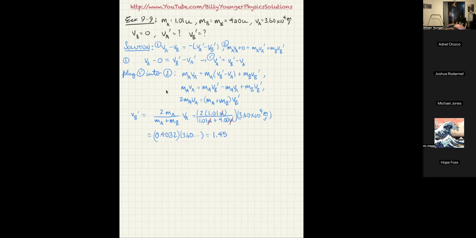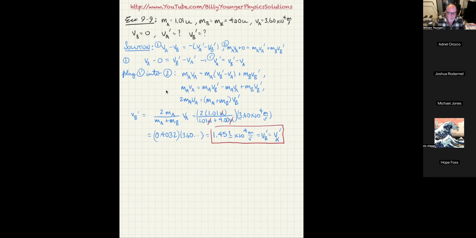And carrying one extra sig fig would be 1.451 times 10 to the fourth meters per second, which is equal to VB prime, which is V alpha particle prime. So that's the final velocity of the alpha particle, which is way more massive than the proton, but it obviously took off pretty fast, a little less than half the velocity that the proton had.